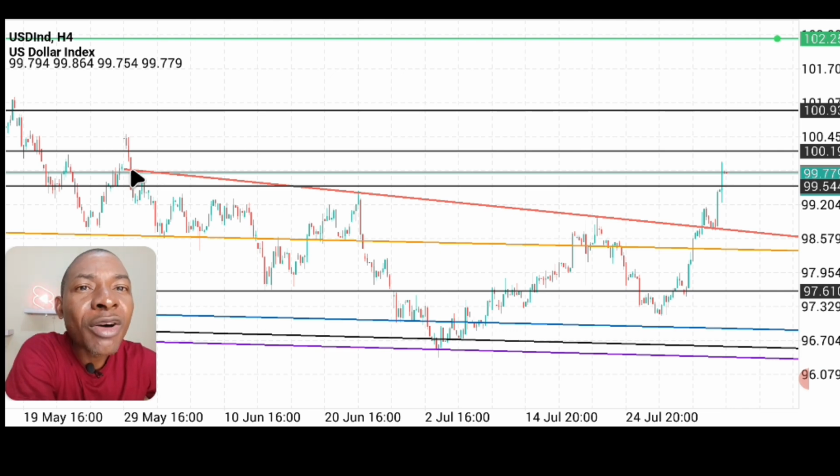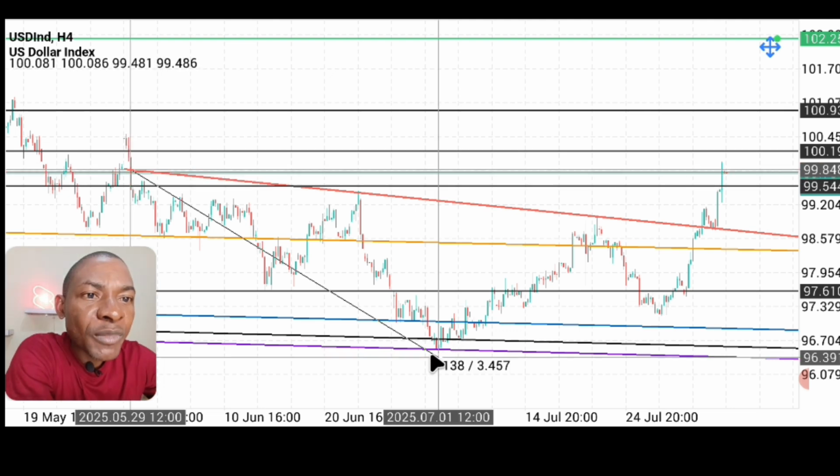All right, I'll start from there to the bottom of the head, from here to the low, which is the bottom of the head. That is what I measure, and this will give me 3.457 points, right? So I will now go to the point where the market broke the neck region, where we got that confirmed break of the neck region to the upside. I'll measure 3.457 from that very point.